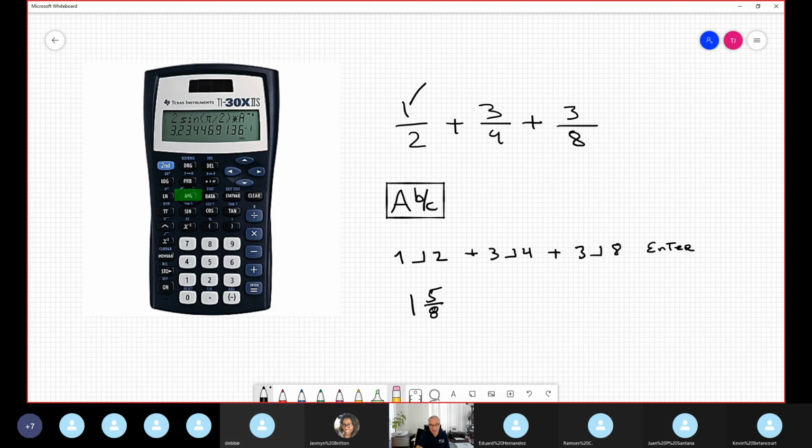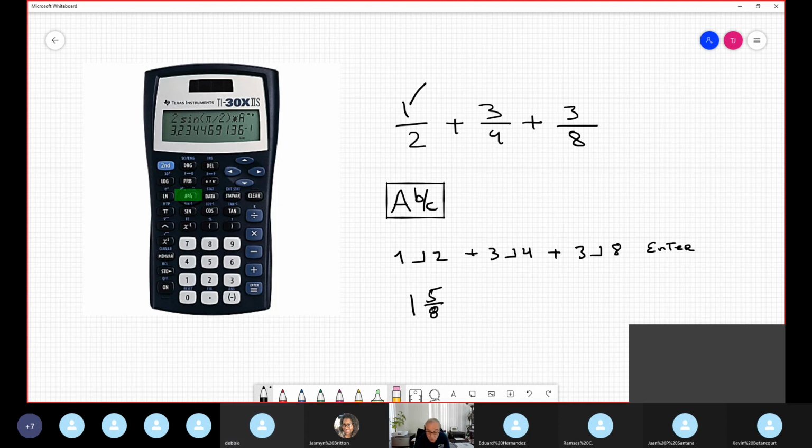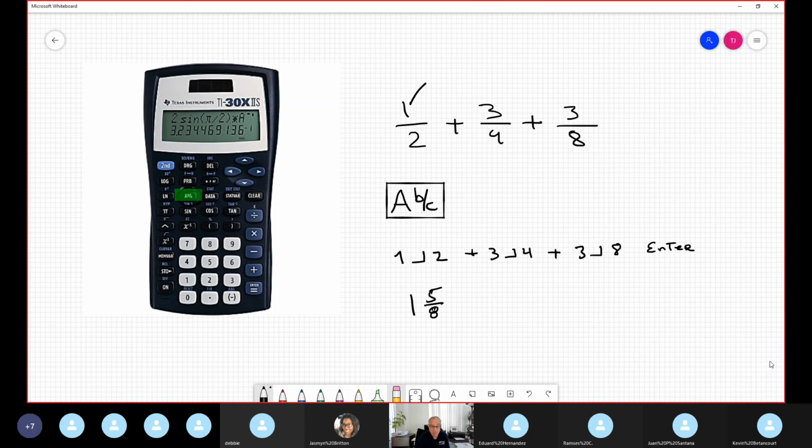Suppose I don't like that, because in algebra normally I don't write it that way. No good. So this is equivalent to 13/8. Because remember, by hand you multiply 8 times 1, plus 5, that is 13/8.